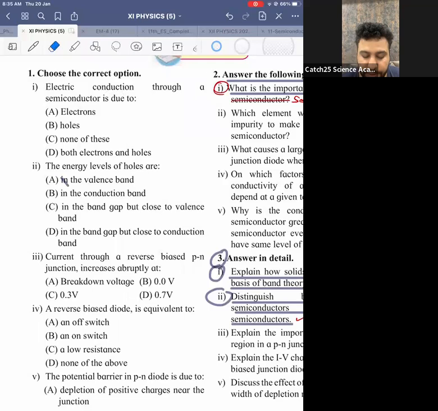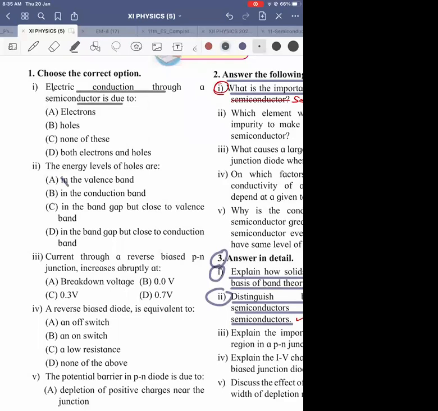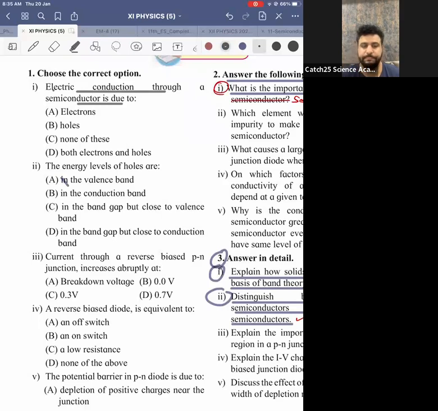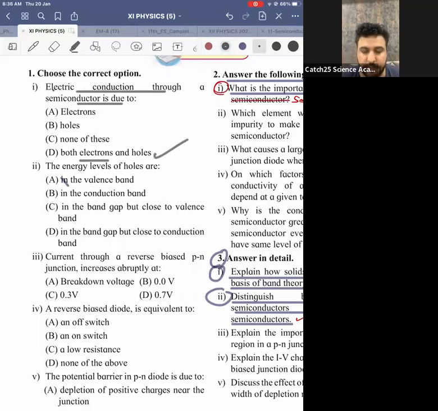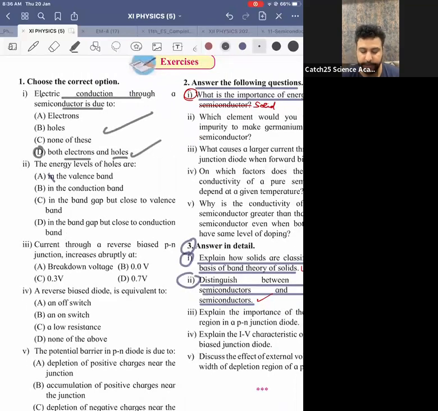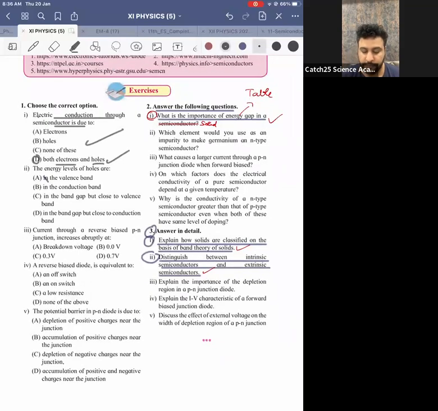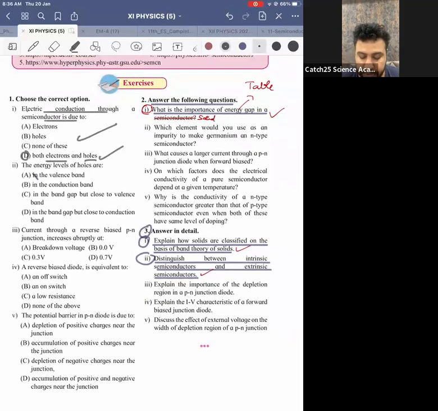Electric conduction through semiconductors is due to... The answer is D: because of both electrons and holes. Electrons are responsible for N-type semiconductor and holes are responsible for P-type semiconductor. Therefore, can I say conduction can be because of both electrons and holes? Therefore, the answer for the first one is D. Got it?